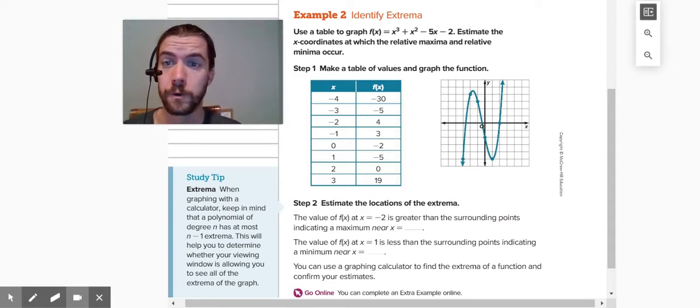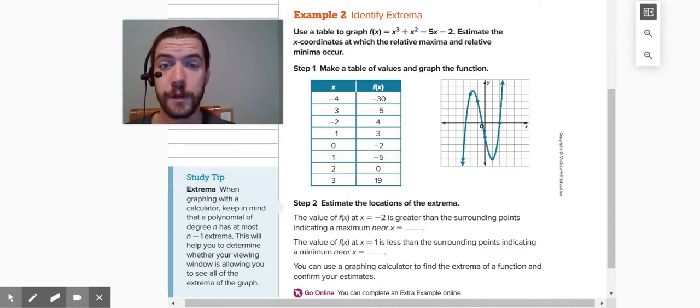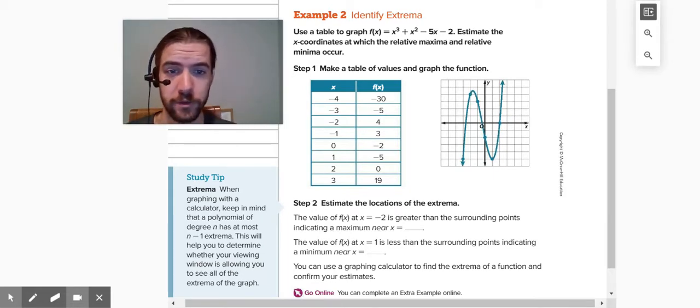All right, so on example 2 here, we want to try to identify extrema. We're going to use a table to graph f of x equals x cubed plus x squared minus 5x minus 2. We're going to estimate the x coordinates at which the relative maxima and relative minima occur. So if we look at the table, it's already been filled in for us, so we're given example x values ranging from -4 to 3, and our outputs go from -30 to +19.